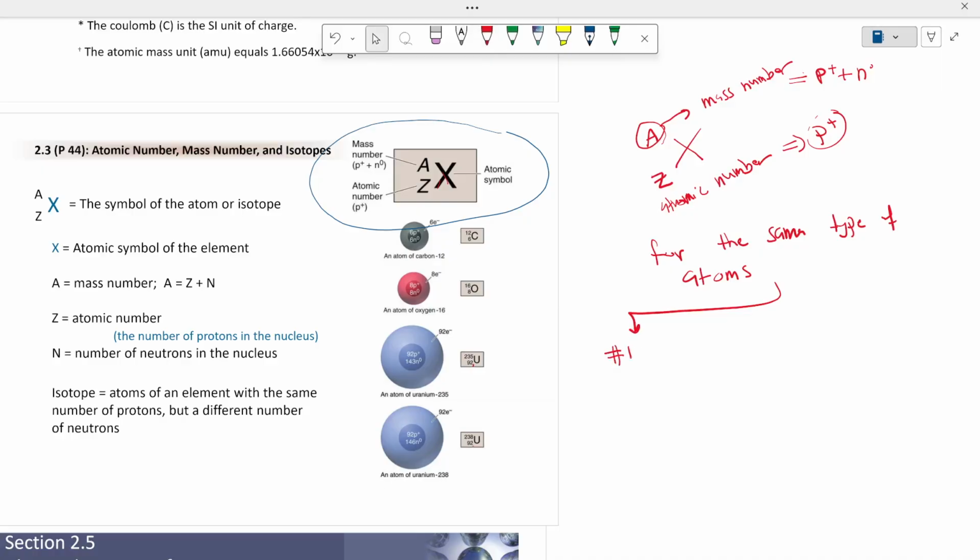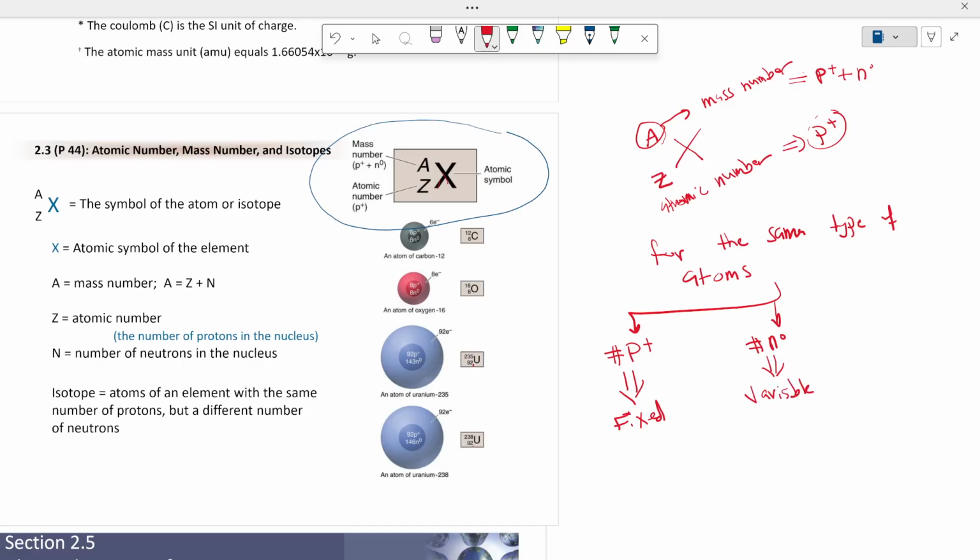The number of protons, as we said, is constant. This has a fixed and a constant value. You cannot change it. While the number of neutrons in the same type of atoms, this number can be variable.